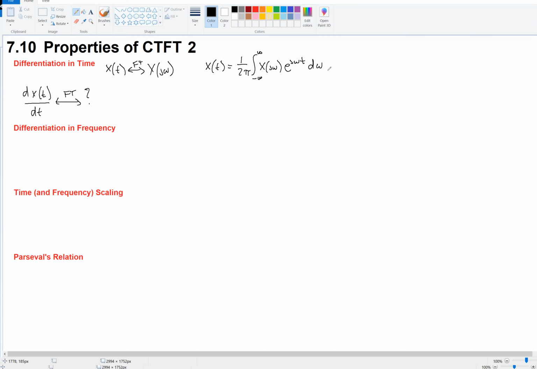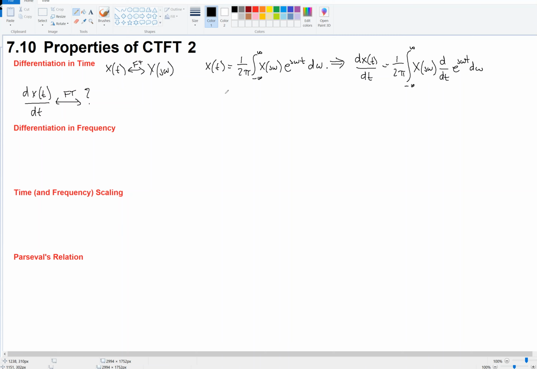d omega. Now I can take the derivative of both sides, so this would be dx of t dt. If I take the derivative of the right, the constant can come out in front. The derivative can go all the way into the integral, and since capital X does not depend on time, the derivative can go all the way to the e. So let me do that. This is capital X, and then I've got the derivative of e to the j omega t d omega, like that.